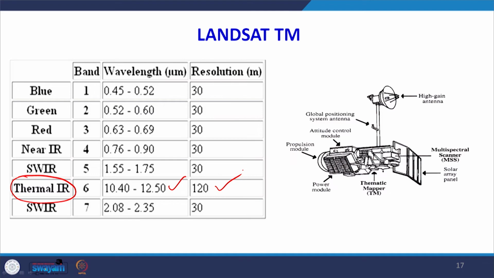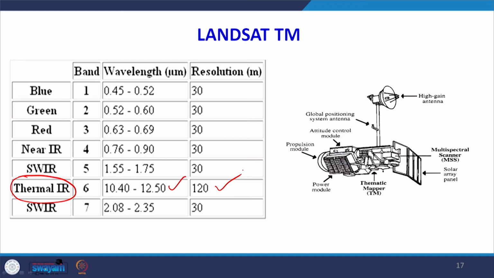But these thermal infrared images were very helpful when we are talking of geological mapping, where we have to identify geological structures, or correlate the objects with their thermal temperature. So, these images, even at 120 meter resolution, were found very helpful in carrying out small scale mapping of an area.